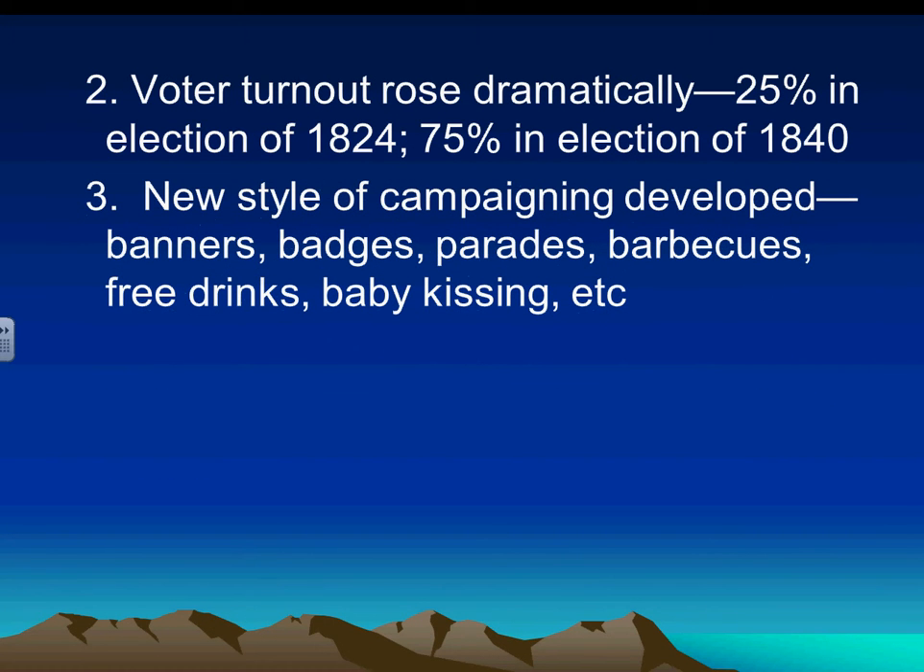Voter turnout was 25% in the election of 1824 and 75% in the election of 1840. So more people are going to be involved in the politics, mainly because they have a chance to vote. There will be campaigns, there will be people who wear badges, kiss babies, have barbecues, try to win the vote.